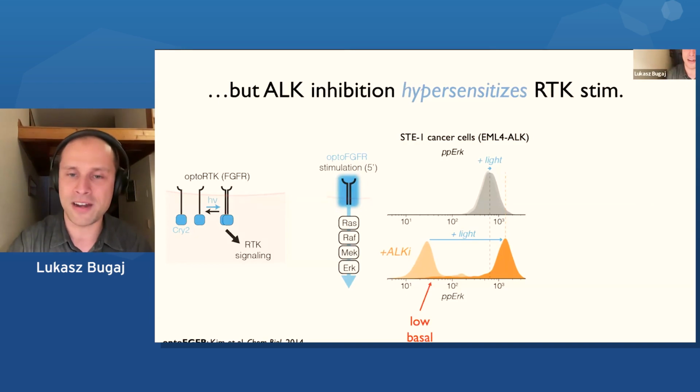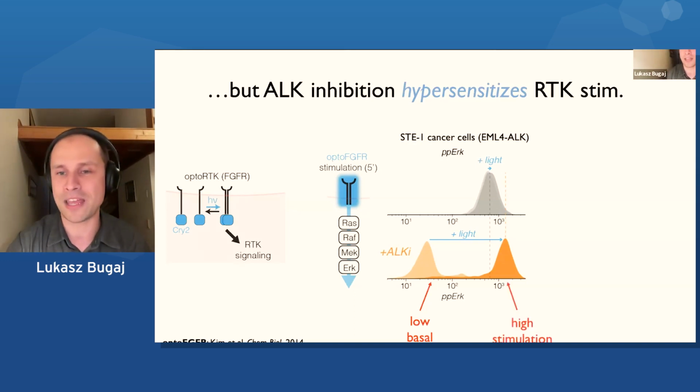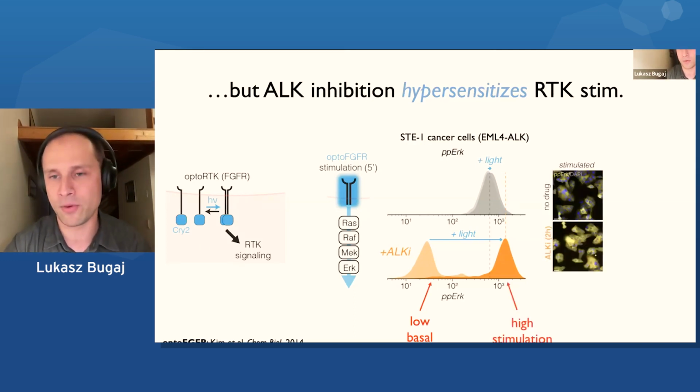But now you turn the light on, and you can drive signal 10, 20-fold through the same pathway, same cells, same light input, just now that you have the drug there. Not only does the fold change of the signal increase, but you can drive it to a higher maximal level than you ever could in the absence of drug. So the drug is supposed to block signaling, but it's actually increasing your potential to signal through the pathway when you stimulate it with a membrane receptor.